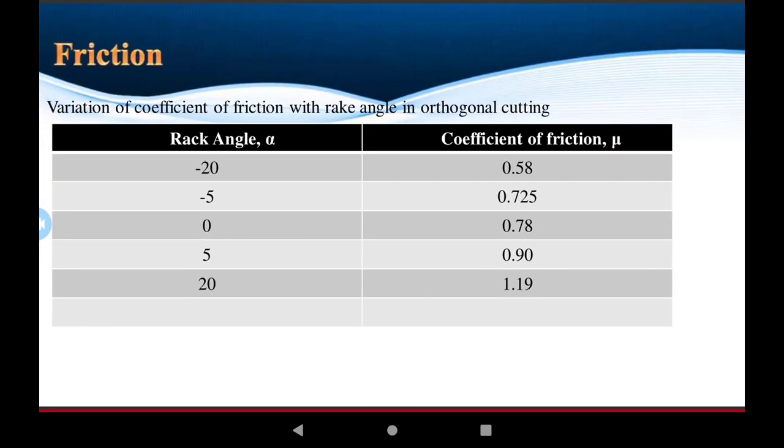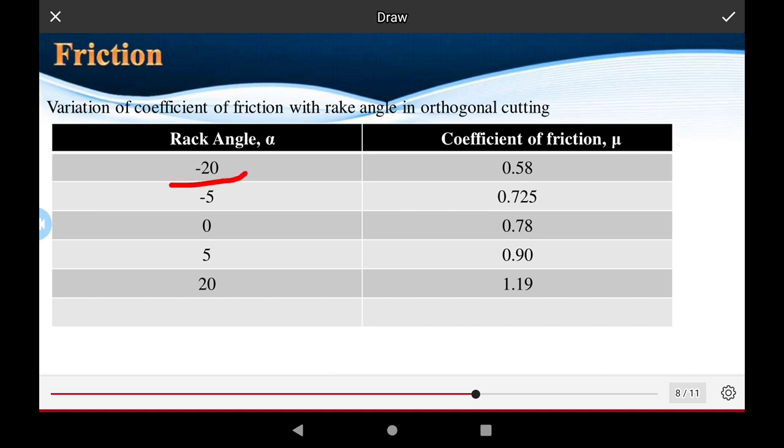The variation of coefficient of friction depends on the rake angle for the orthogonal cutting operation. At negative 10 degree rake angle, the coefficient of friction is 0.58. At negative 5 degree rake angle, the coefficient of friction also increases to 0.72. When the rake angle is 0, the coefficient of friction is 0.78, and at a positive rake angle of 5 degree, the coefficient of friction is 0.90. At a rake angle of 20 degree, the coefficient of friction also increases to 1.19.